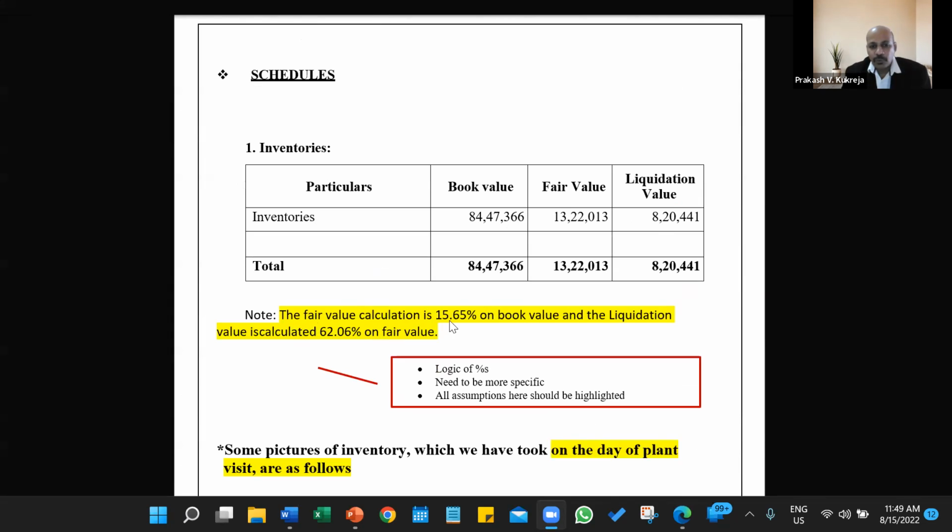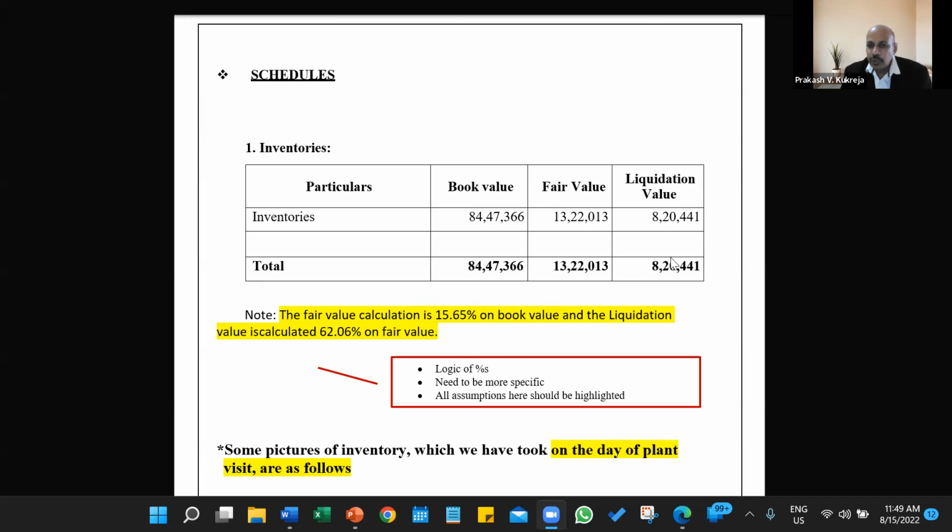The fair value calculation is 15.65% on the book value, and the liquidation value is calculated as 62% of the fair value. Now, these percentages do not have any sanctity. They do not have any background. They do not have any assumptions. This is not acceptable.